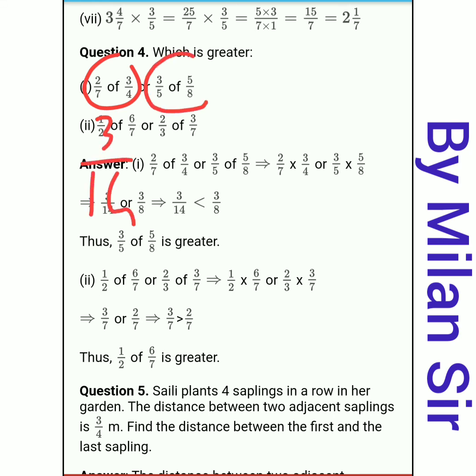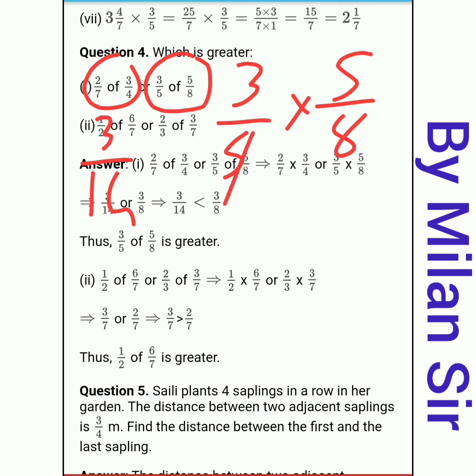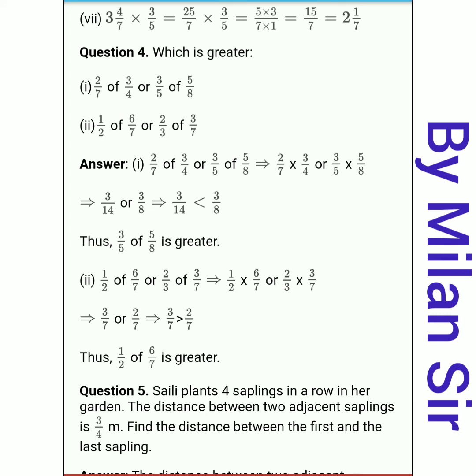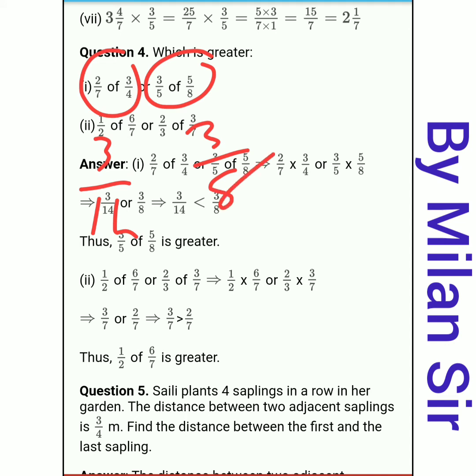Now we need to simplify this. 3 by 5, in place of 'of' we need to put multiplication sign, and 5 by 8. Right, now here 5 cut, right? So finally we get 3 divided by 8. Right, so we have two things, 3 by 14 and 3 by 8. Now we need to compare these two. Right, here our numerator is same. Right, our numerator is same.